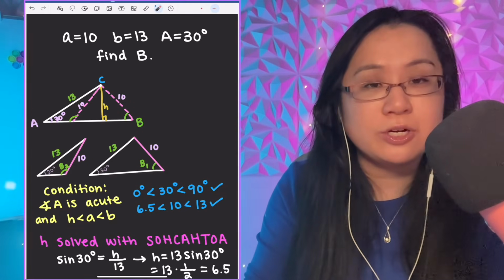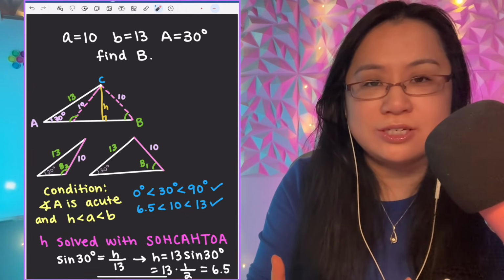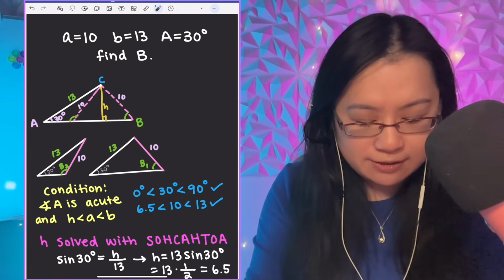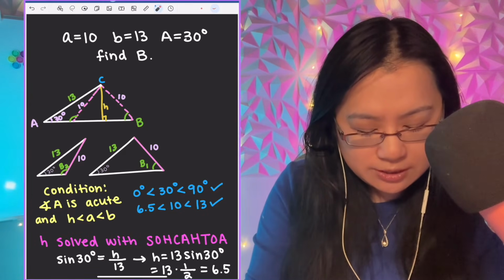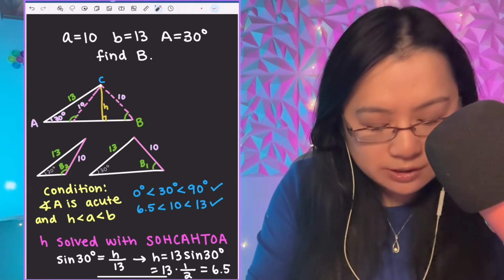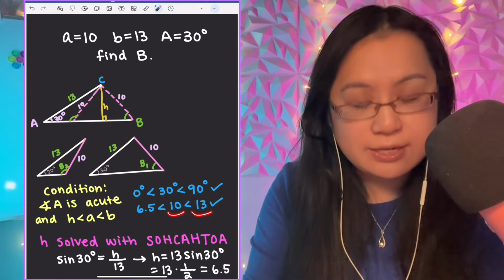You can do the algebra here, and I picked 30 degrees because 30 is a special angle for sine, right? So sine of 30 is 1/2. So H is 13 times 1/2, which is 6.5. So H is indeed less than A, less than B.